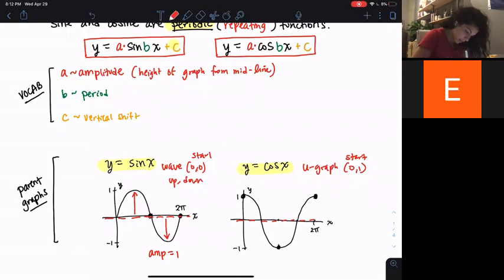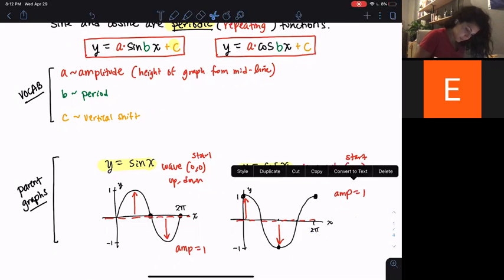Same with our cosine graph. From the midline, our graph goes up 1 and it goes down 1. So in both cases, we have an amplitude of 1.